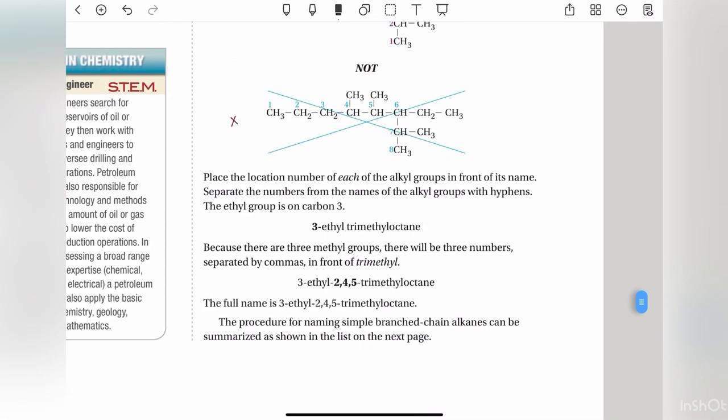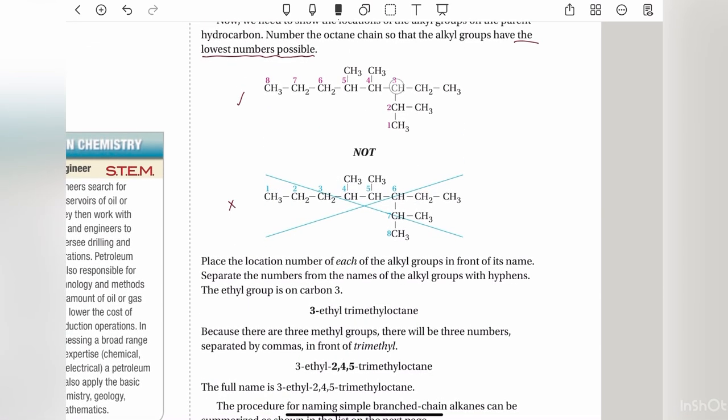So now we have to place the location number of each of the alkyl groups in front of its name. Separate the numbers from the names of the alkyl groups with hyphens, and the ethyl group is on carbon 3. So we see that the ethyl group is on the third carbon, so that's why it's 3-ethyl trimethyloctane. And because there are 3 methyl groups, there will be 3 numbers separated by commas in front of trimethyl.